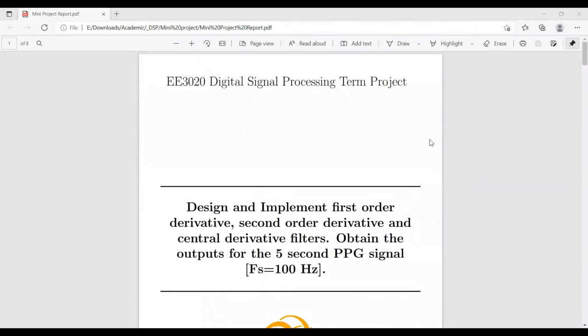Welcome to the presentation of Digital Signal Processing Term Project. This is Nandkishore, and the title of my project is to design and implement first order, second order, and central derivative filters, and to obtain the output for a 5-second PPG signal, which is sampled at 100 Hz.